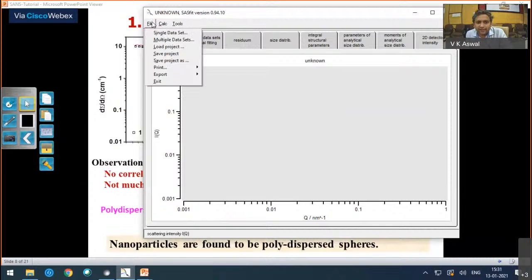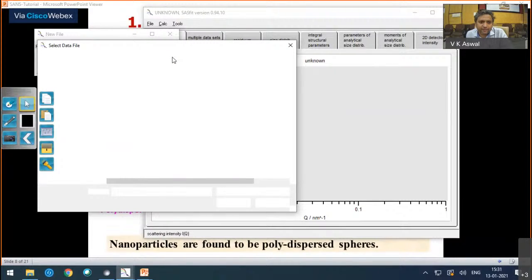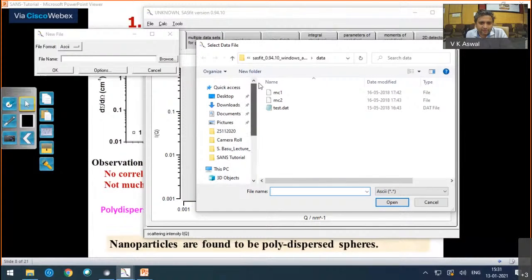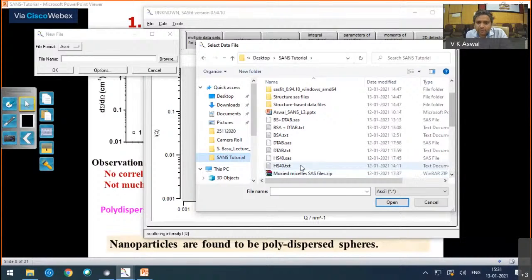Now you go to File, choose Single Data Set, Browse. So we will choose where our data is, the science tutorial folder, and I am choosing one set of nanoparticle system.